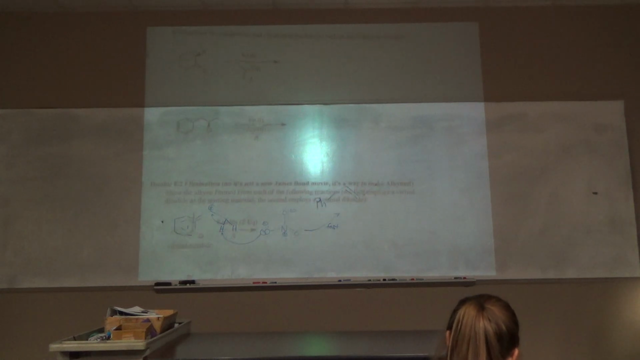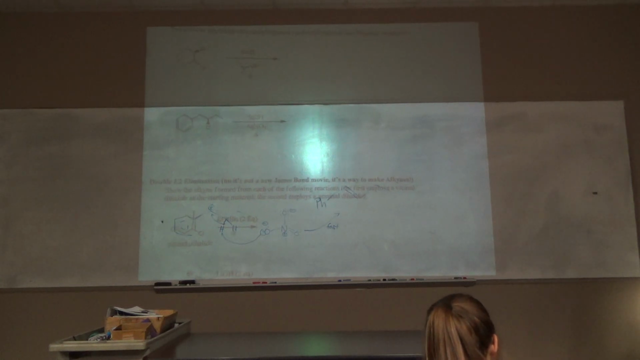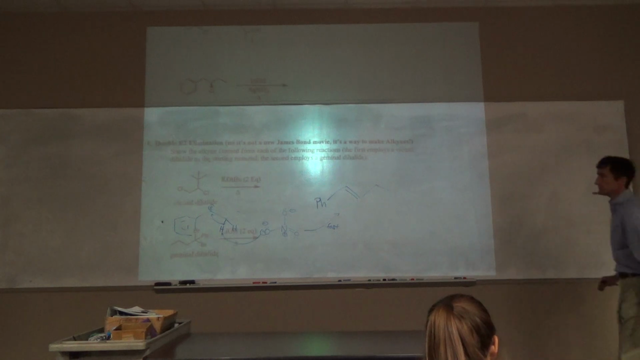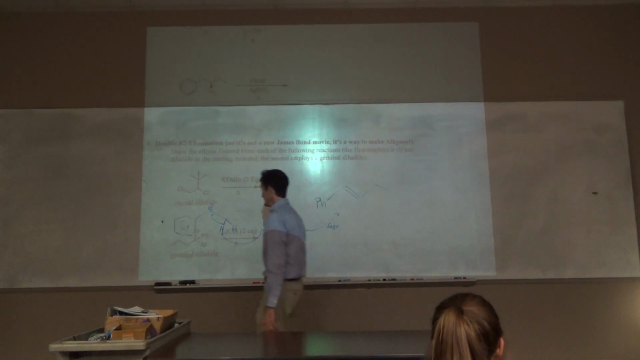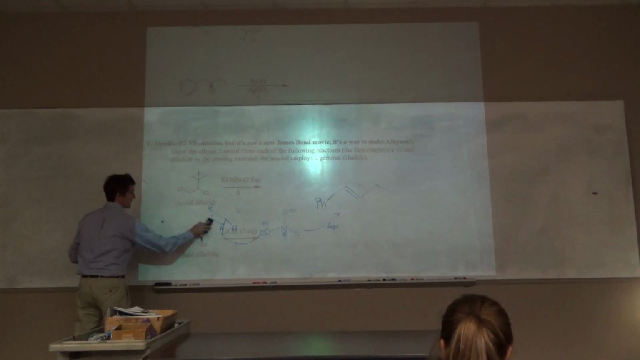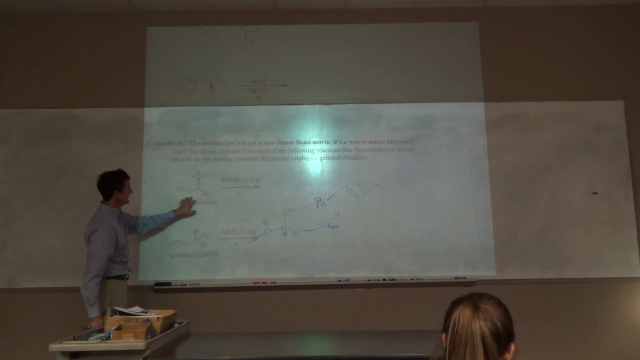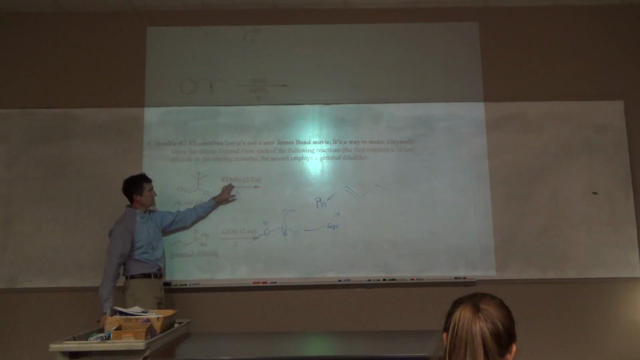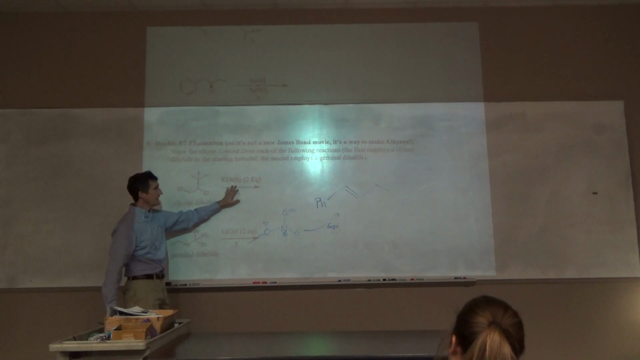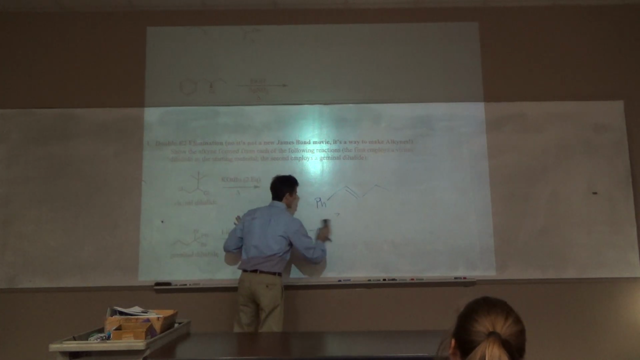Okay, double E2 elimination. You can do this. Two leaving groups. Take this vicinal dihalide, treat it with two equivalents of potassium tert-butoxide, strong base. We can do a double E2 elimination.